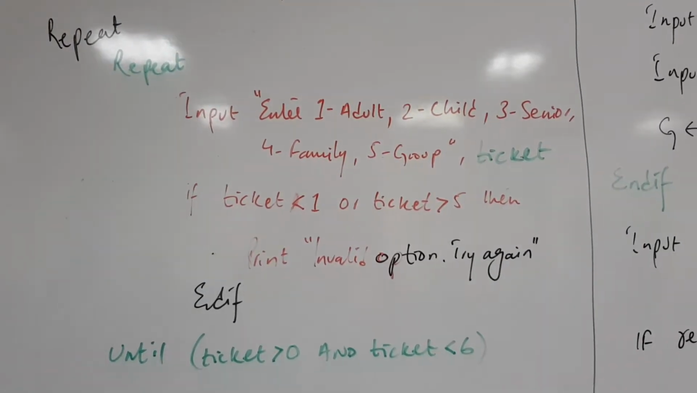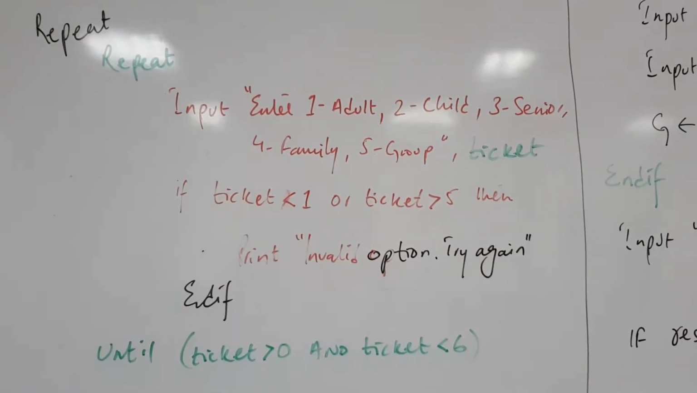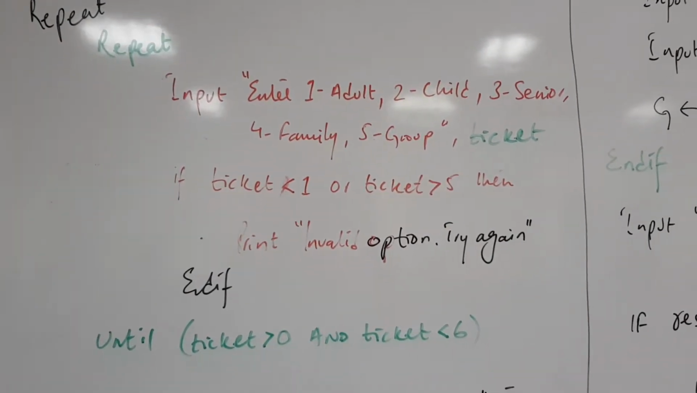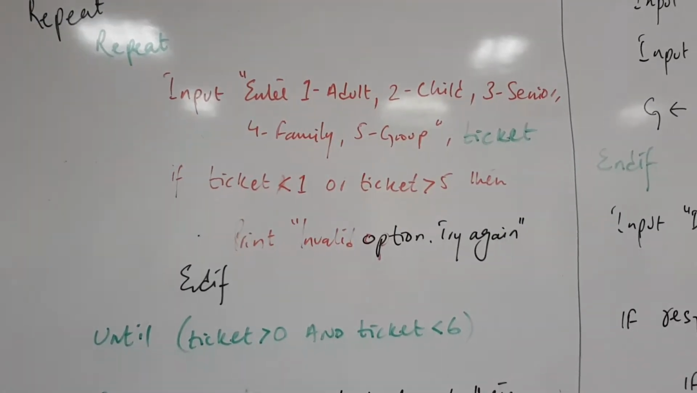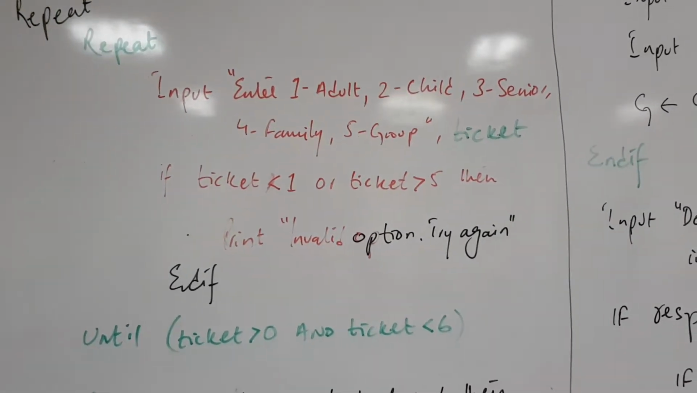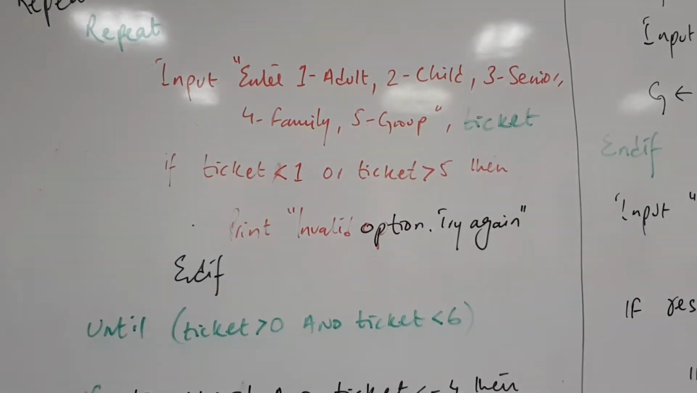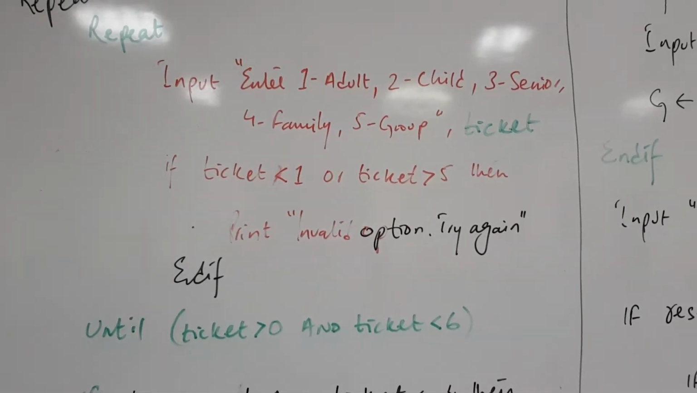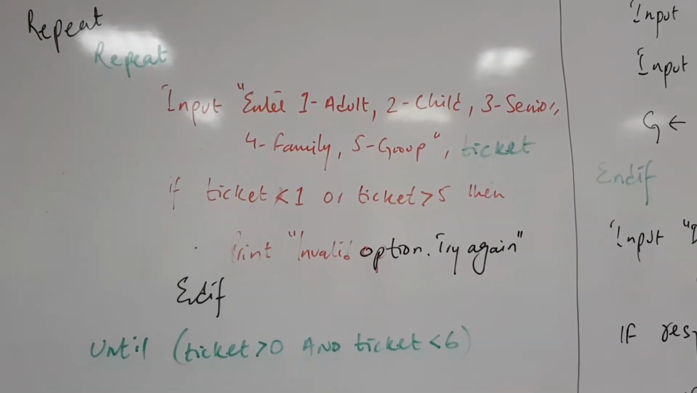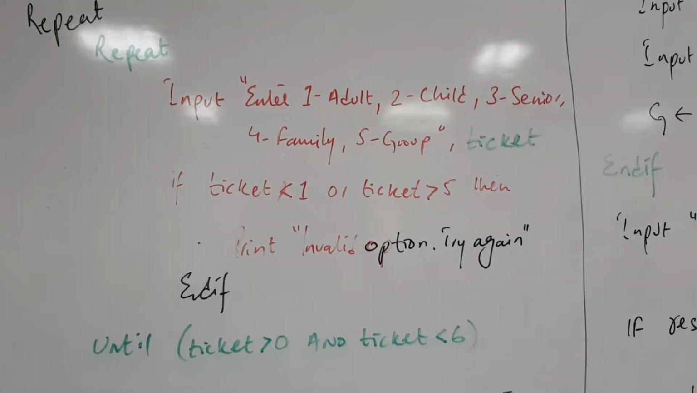In the repeat statement, the green part, in this loop we are trying to get what ticket the user wants to purchase, whether it's adult, child, senior, family or group, by entering 1, 2, 3, 4, 5. And I have included this if condition that is going to ensure that the data is between 1 and 5, and if it's not, it's going to display an error message, invalid option, try again, and it's going to repeat the loop over again until the user enters a value between 1 and 5.